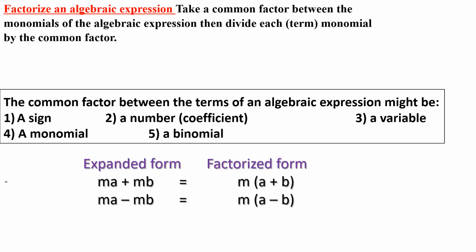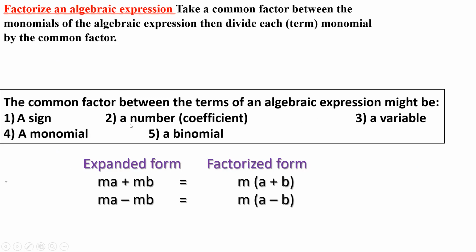Number 1, how can I factorize an algebraic expression? What do we mean by factorize? To factorize is to take a common factor between the monomials of the algebraic expression. After that, I open parentheses. Then I divide each term, or each monomial, by the common factor and I write the answer of each division.